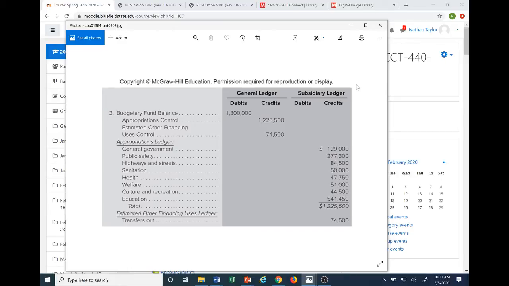Same thing, estimated other financing uses. Remember, it's only one thing there. The one thing we're concerned with is transfers out. That's the only item we have to look at. And that's 74,500 to make up the estimated other financing uses. So does that make sense?